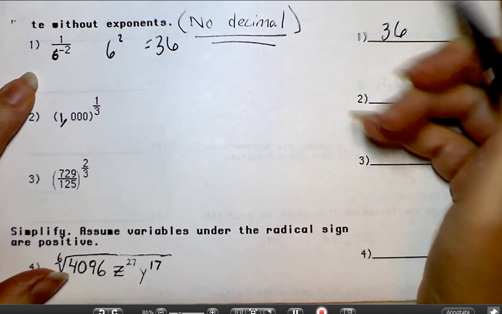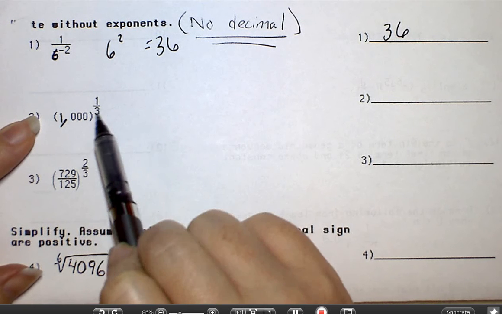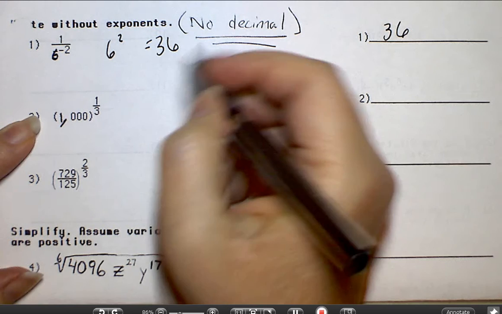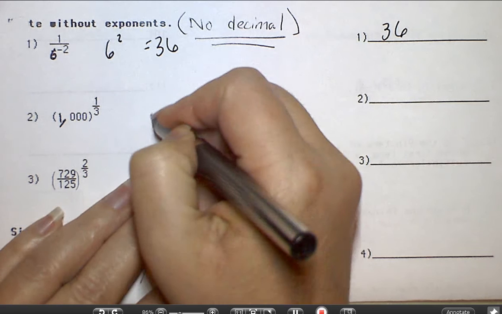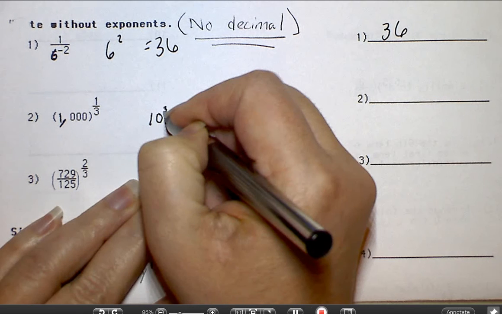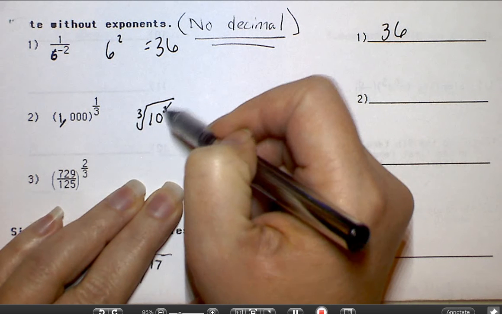Now we have 1,000 to the 1/3. What does that say? It says, what to the third power gives me 1,000? That would be 10, because 10 times 10 times 10 is 1,000. So 10 cubed, these would cancel, and the answer would be 10.